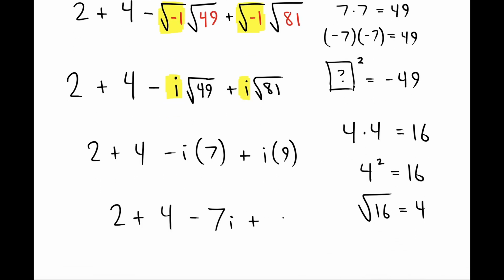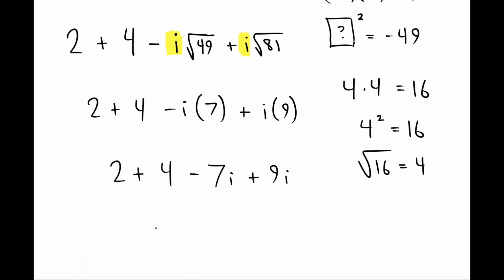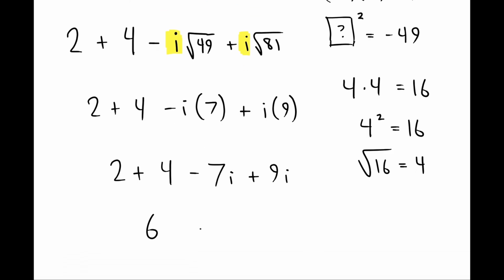Now I'll just simplify and combine like terms. 2 plus 4 makes 6. Negative 7i plus 9i makes positive 2i. And that's my final answer.